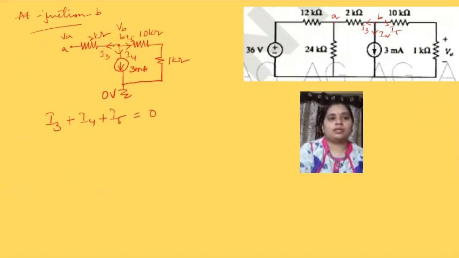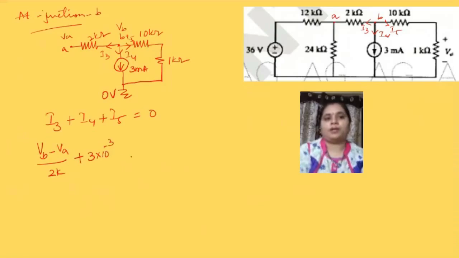So now what is I3? I3 is (VB minus VA) by 2K, plus what is I4? I4 is nothing but the current source given, and that value is 3 into 10 power minus 3, plus now I5. I5 is the current which is flowing in this part. So it is nothing but (VB minus 0) divided by (10K plus 1K). It is equal to 0.